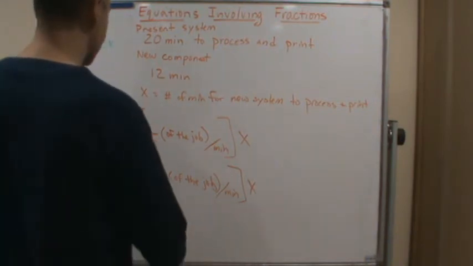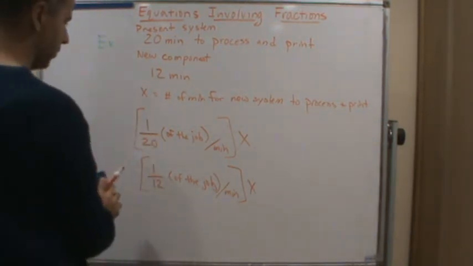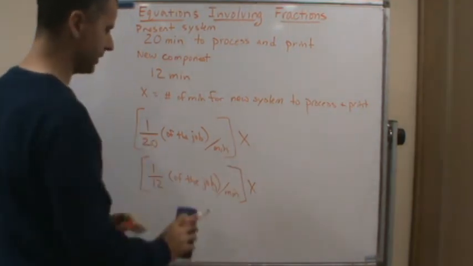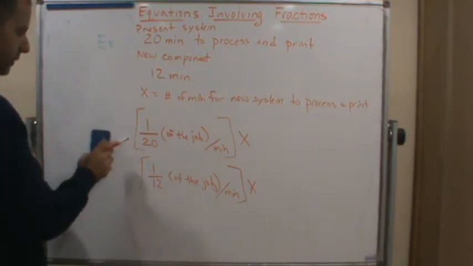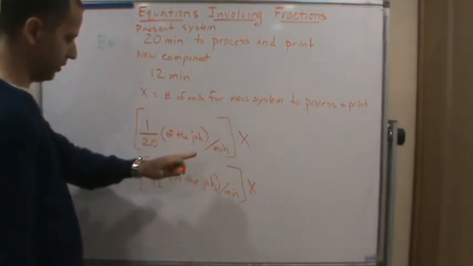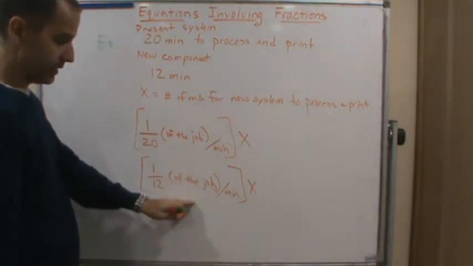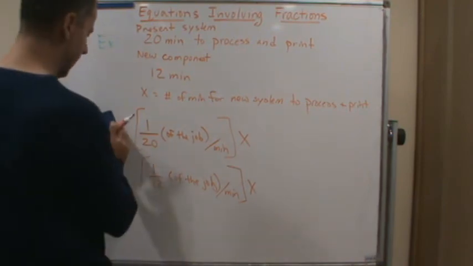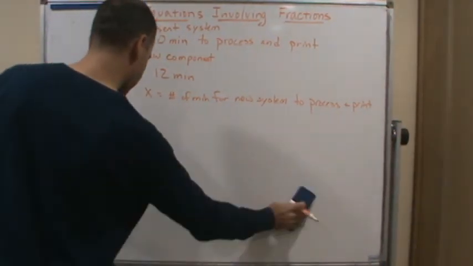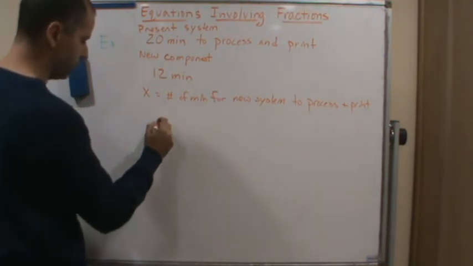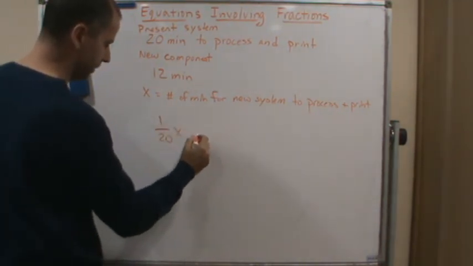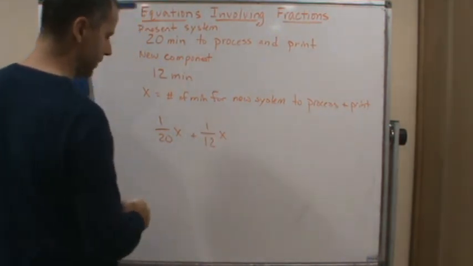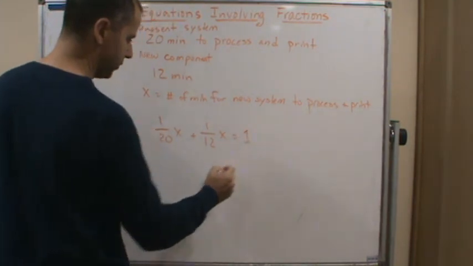And so what does that give us? It gives us the equation we need. We've got this rate times X, the portion of the job that the old system will do, and this rate times X, the portion that the new system will do, and we just need to add those together. So in other words, we get 1/20 times X plus 1/12 times X will equal the entire job.